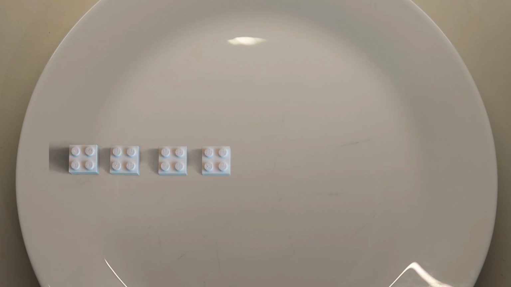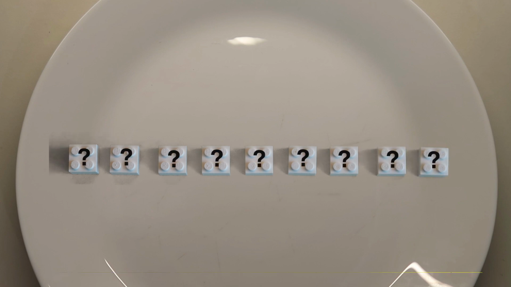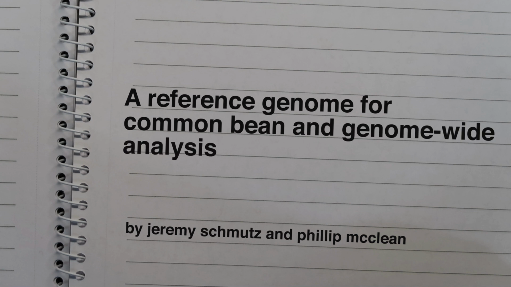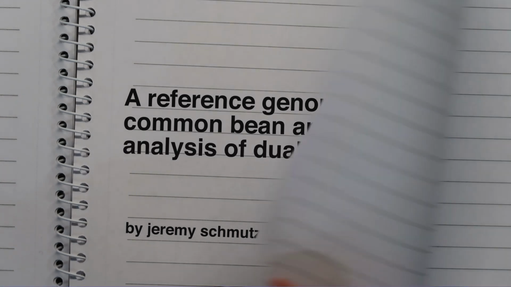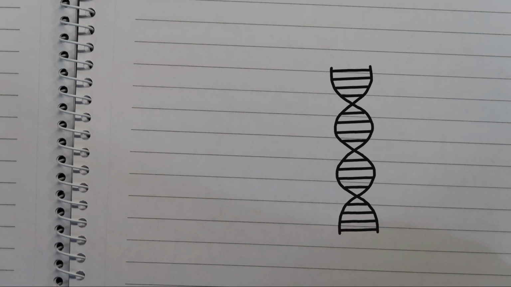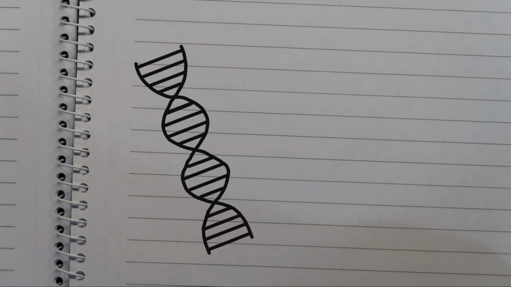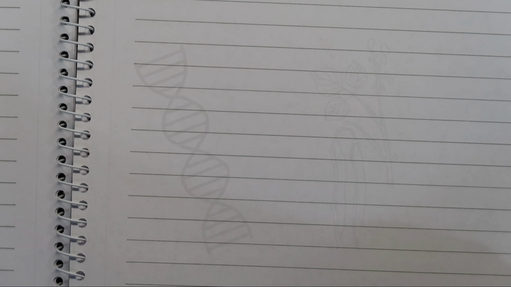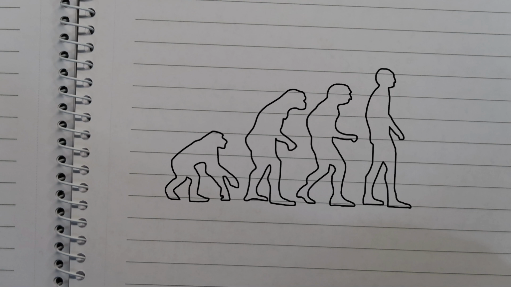Despite its significance, the common bean genome sequence remained unknown until 2014, when a research team led by Jeremy Schmutz and Philip McLean published their study titled A Reference Genome for Common Bean and Genome-Wide Analysis of Dual Domestication. For the first time, the world was given the opportunity to observe the common bean's importance as a species on a genetic level. Using the reference genome they constructed, Schmutz and McLean identified sets of specific genes and compared these among beans from different geographic locations to decipher its complex history of evolution and domestication.